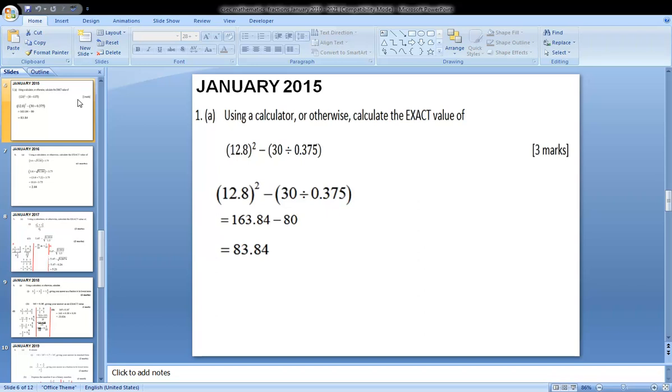So let's work it out. So 12.8 squared, 12.8 times 12.8, that is 163.84. And then when we work out what is inside the other bracket, which is 30 divided by 0.375, we got 80. So we can now subtract the two from each other, which gives us the answer of 83.84. Let's move on to 2016.